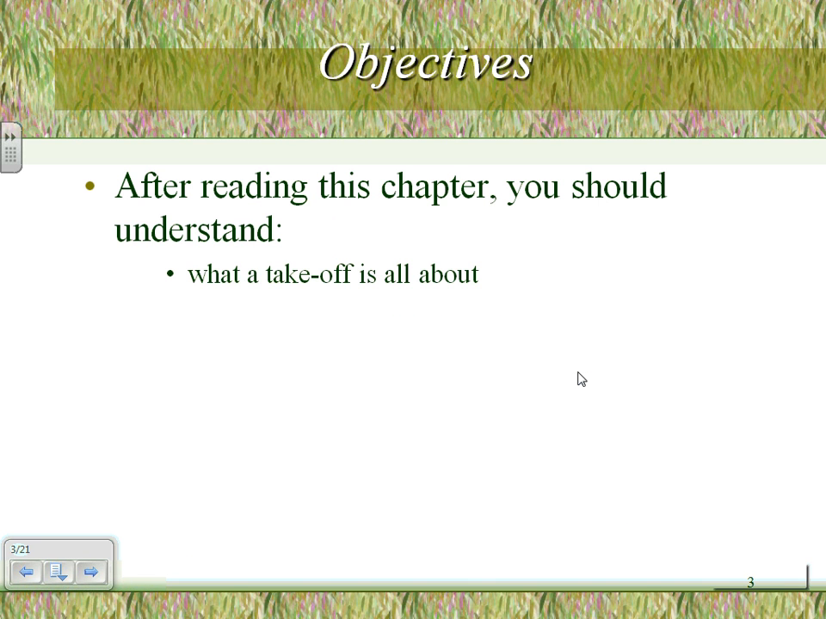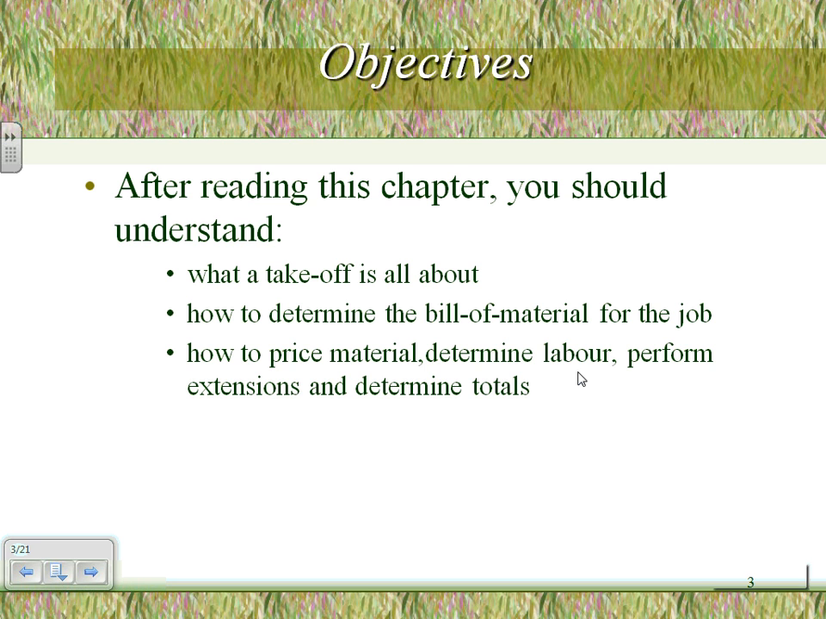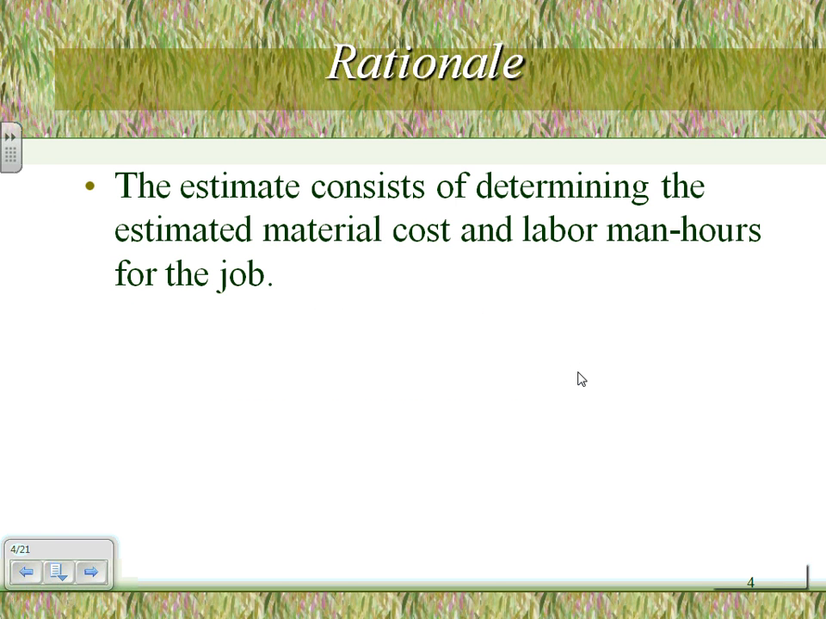Okay, a couple of things. What is takeoff? That's what we're going to be answering. What's the bill of material? Pricing and laboring. We have a term that says pricing and laboring. What's pricing and laboring? Cost and labor hours of the job.